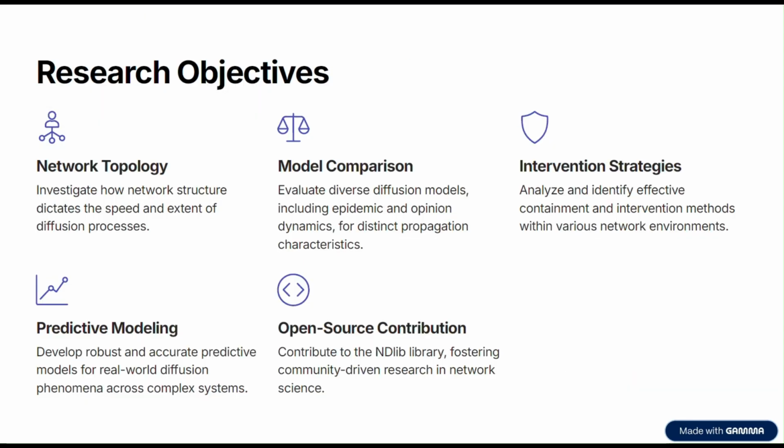In research objectives, it investigates how network structure dictates the speed and extent of diffusion processes. It also evaluates diverse diffusion models, including epidemic and opinion dynamics, for distinct propagation characteristics. It analyzes and identifies effective containment and intervention methods within various network environments. It also develops robust and accurate predictive models for real-world diffusion phenomena across complex systems.